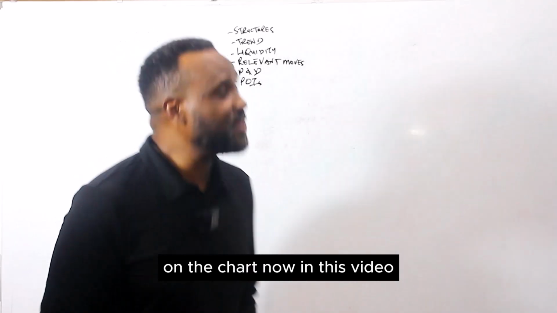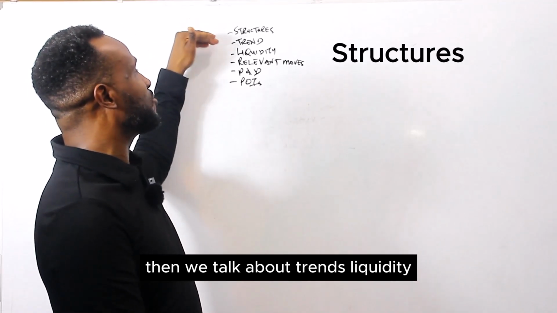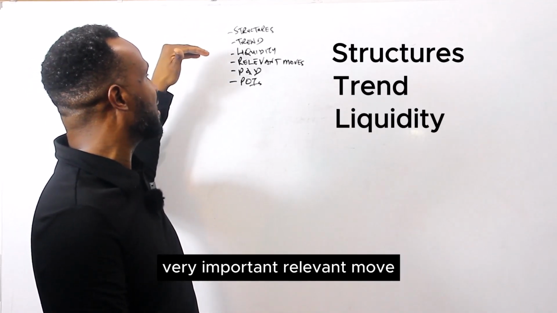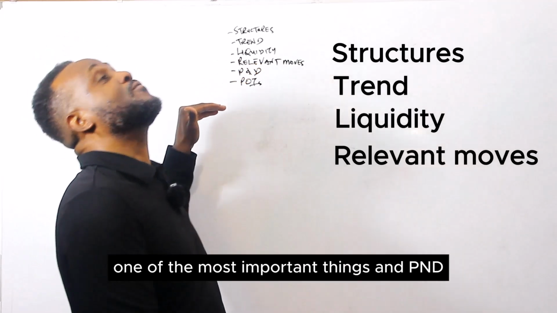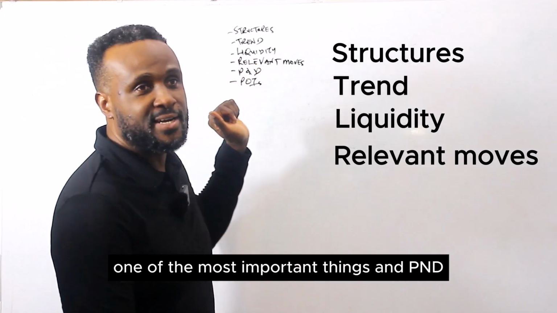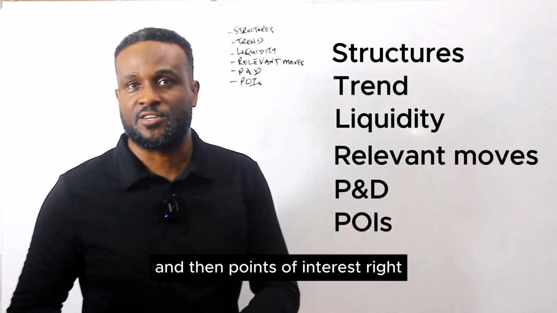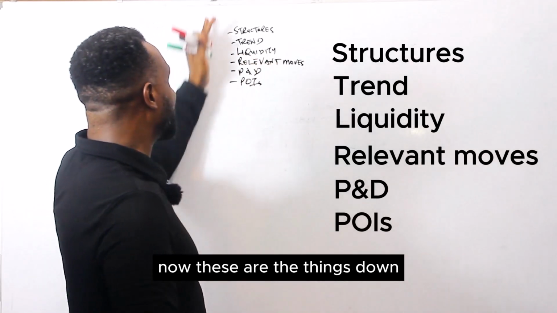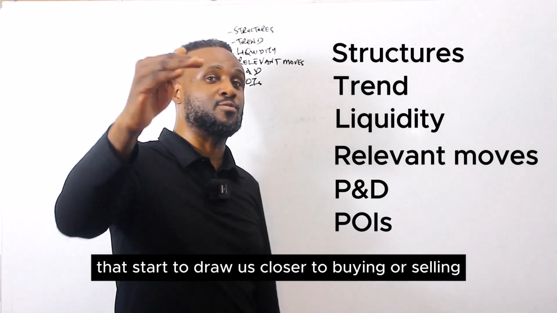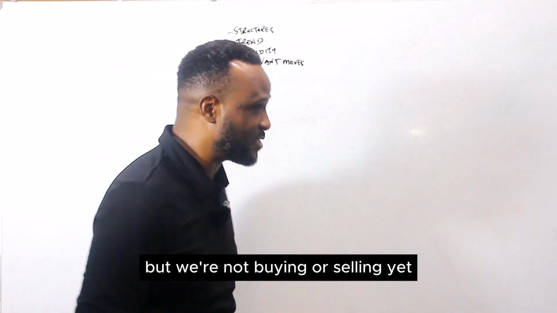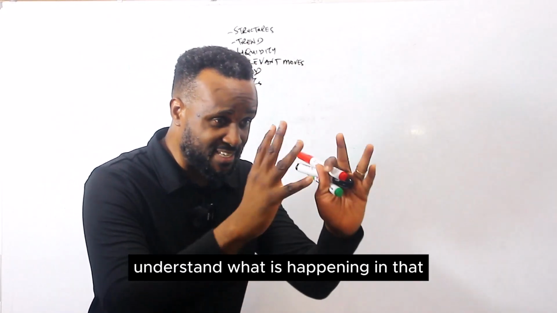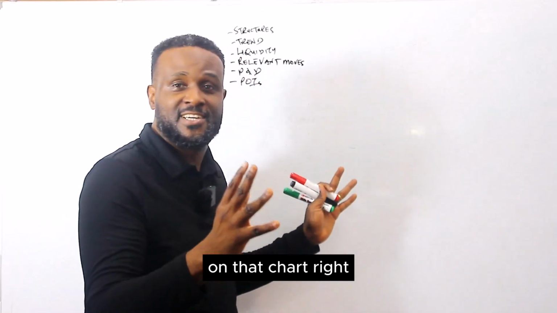Now, in this video, I'm going to be talking about structures. Then we'll talk about trend, liquidity, very important, relevant move, one of the most important things, P&D, which is premium and discount levels, and then points of interest, right? Now, these are the things that start to draw us closer to buying or selling, but we're not buying or selling yet. We're just trying to understand what is happening on that chart, right?